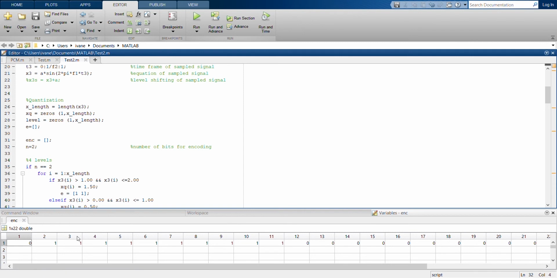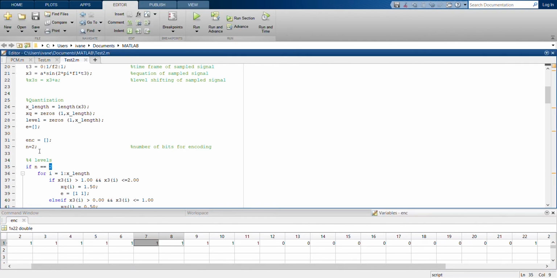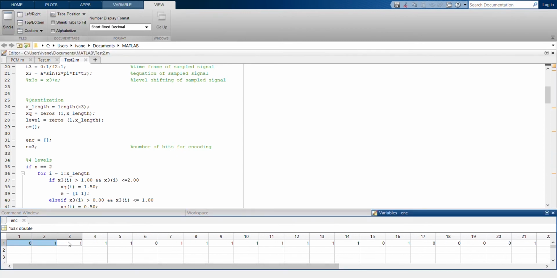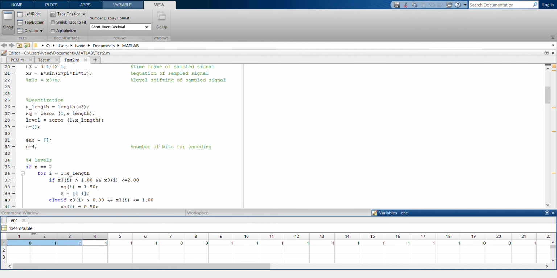Over here in the variables space, we can see the encoded value for when n equals 2, where the first 2 bits represent the first sample, the second sample, the third sample, and so on. Changing the number of bits to 3 would result in the first 3 bits resembling the first sample, the next 3 bits the second sample, the third sample, and so on. Then switching to n equals 4, we have the first 4 bits resembling the first sample, the second sample, the third sample, and so on.